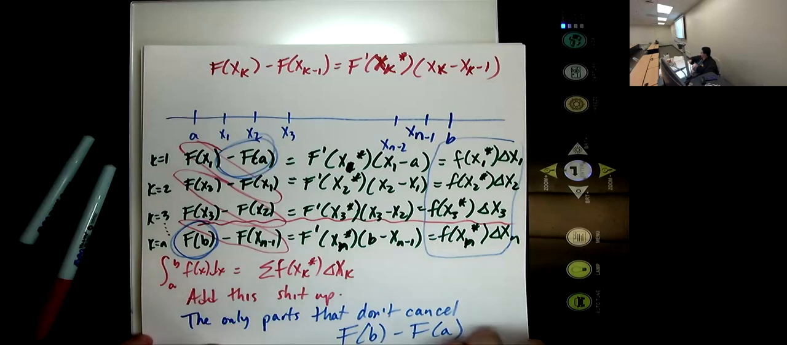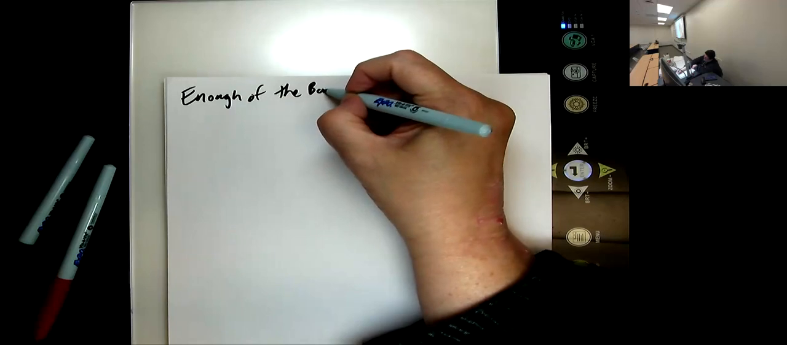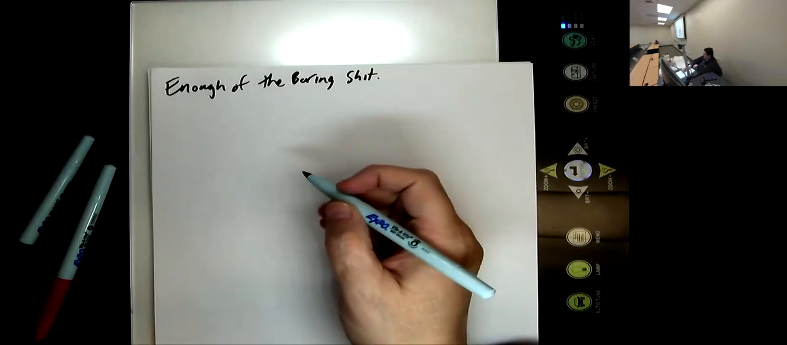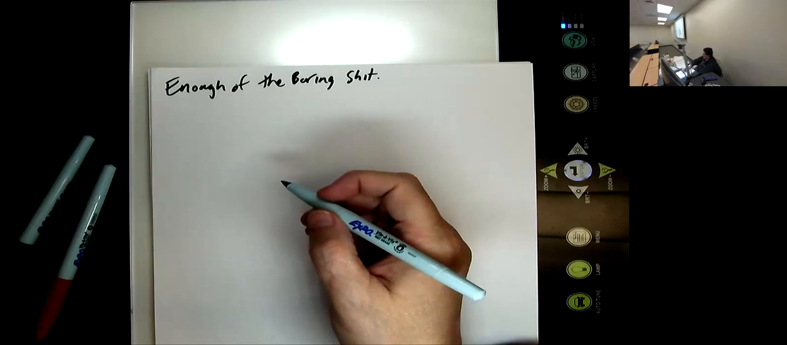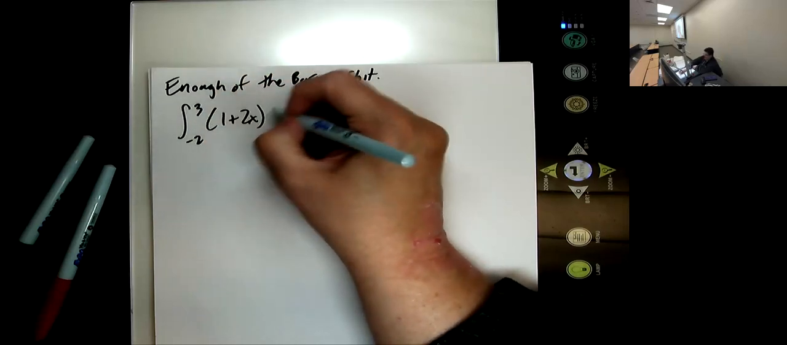Ready? Let's put this to use. Enough of the boring stuff. We've been doing boring stuff for like 3 hours now. Tuesday's lecture wasn't any more fun. Integral from negative 2 to 3 of 1 plus 2x dx.